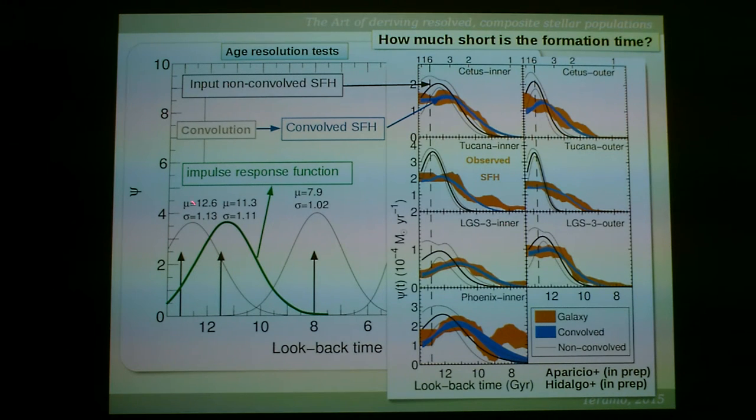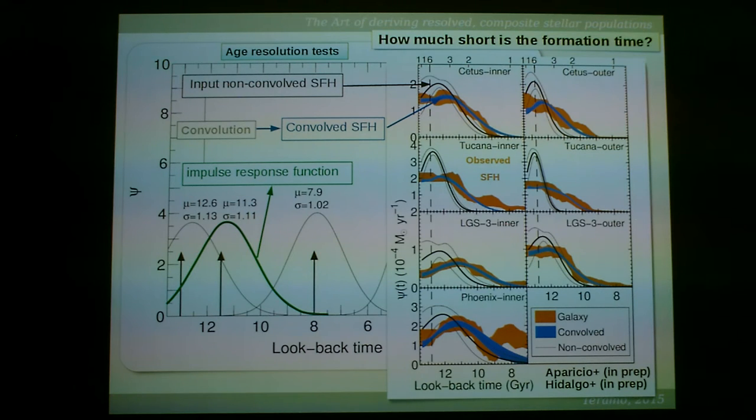So, we take our impulse response function and a set of input non-convolved star formation histories, and these are free from observational effects. We convolve these with our impulse response function to obtain the convolved star formation history, that is, with observational effects. And we compare the blue one with the orange one, which is the observed one. So those input non-convolved star formation histories that after convolution better match the observation are assumed as the best representation of the original star formation history without observational effect.